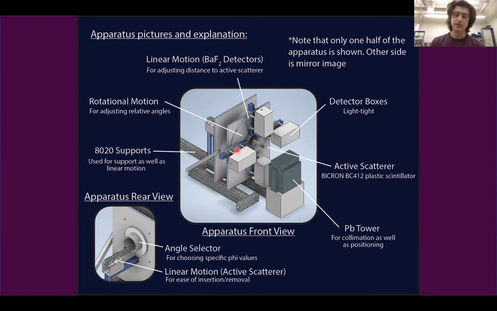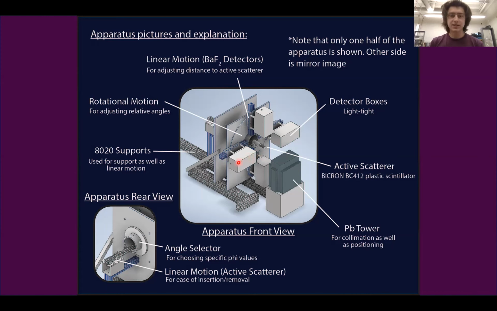And then from that, it goes into one of these 4 detector boxes. Each of these boxes contains a barium fluoride detector that I'll talk about more in a minute. They're light tight and they're at various azimuthal angles, as you can see. Each of these detectors is also mounted on a rail, an 80-20 rail that can be moved closer or farther away from that active scatter.